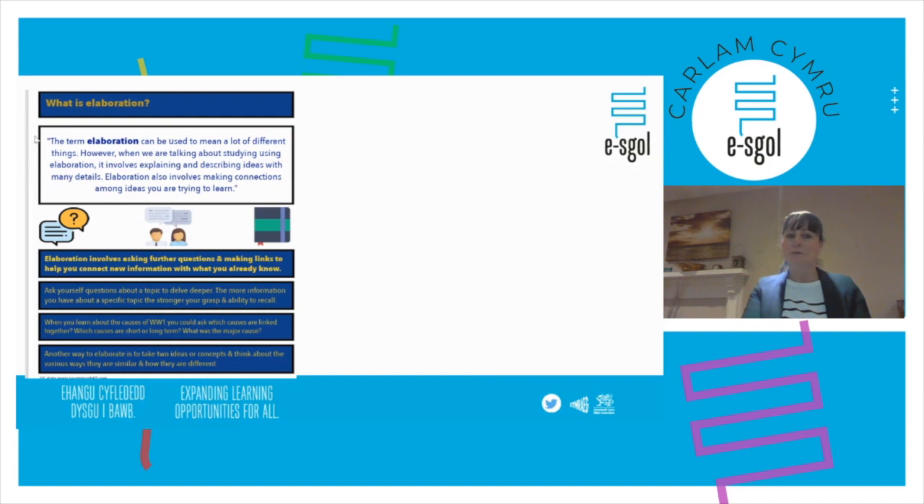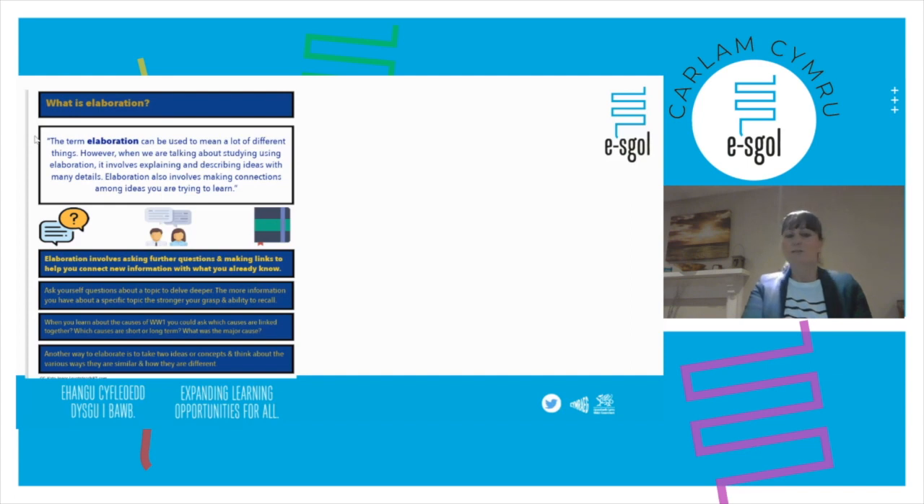And the next technique is elaboration. The term elaboration can be used to mean a lot of different things, but when we're talking about studying using elaboration, it involves explaining and describing ideas with many more details. Elaboration also involves making connections among ideas that you're trying to learn. So for example, if you are asked a question and you make links to that information and then you're expanding on what you know to add to it. So ask yourself a question, maybe about a topic that you're learning, and then you have to delve deeper into that information.